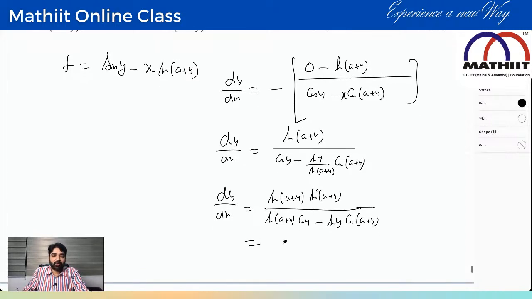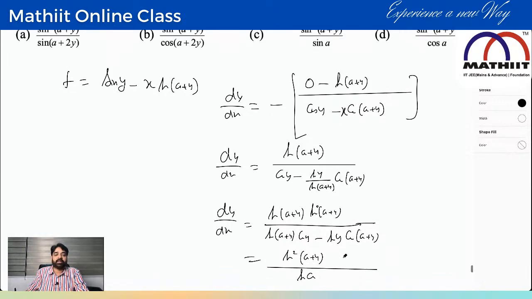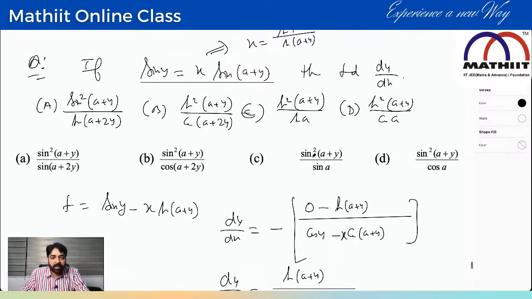So this becomes sin squared (a plus y) whole divided by, look here, this is the formula of sin a cos b minus cos a sin b. Yes, so this will become sin of (a plus y minus y), meaning sin a. This will be the answer, sin squared (a plus y) by sin a. Yeah, option C. I'm sorry, it unnecessarily went long. Is it clear? Minus will get cancelled. C answer will be correct.